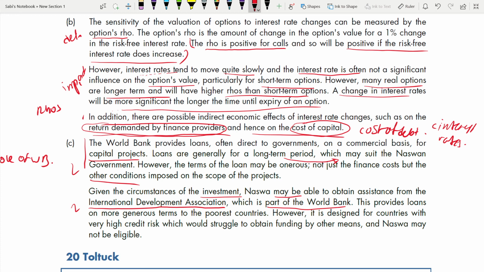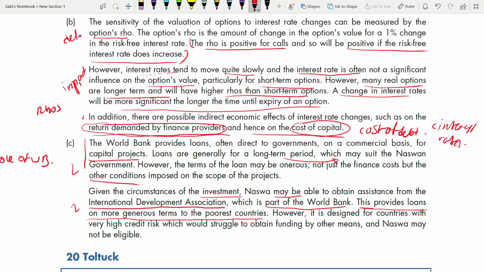So, because very few will know that this is a part of the World Bank if you haven't read anything about the International Development Association. Okay, so what do they do? This provides loans on more generous terms to the poorest countries. Okay, this provides loans on, right? This one sentence is not even right. When you talk about the International Development Association, you need to say also what they do. They provide loans on more generous terms to the poorest countries.